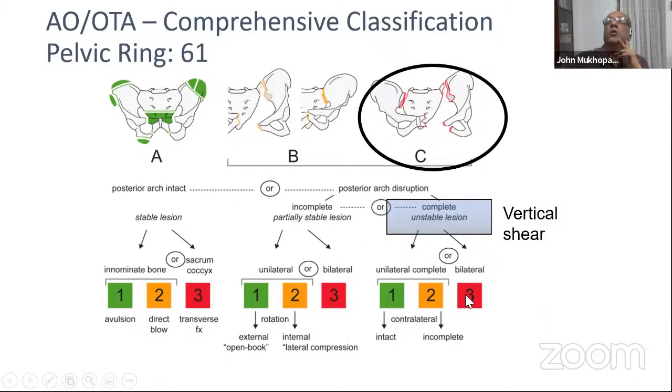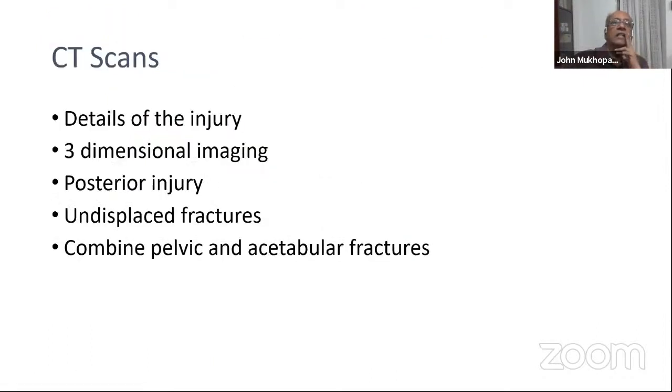While if it was rotationally and vertically unstable on both sides, it would come as C3. So C1 would be only a unilateral lesion. C2 would be unilaterally vertically unstable, and on the opposite side it's rotationally unstable but vertically stable. C3 would be bilateral vertical instability of the lesions. So that is the classification that we need to look at when we are dealing with pelvic fractures.